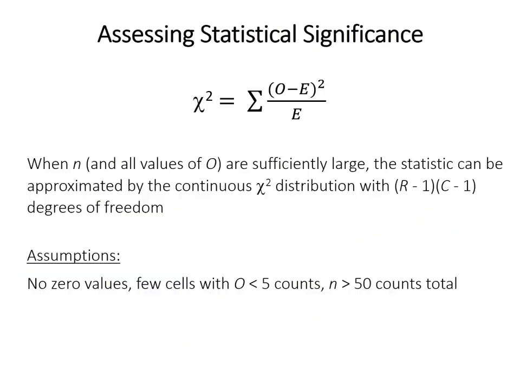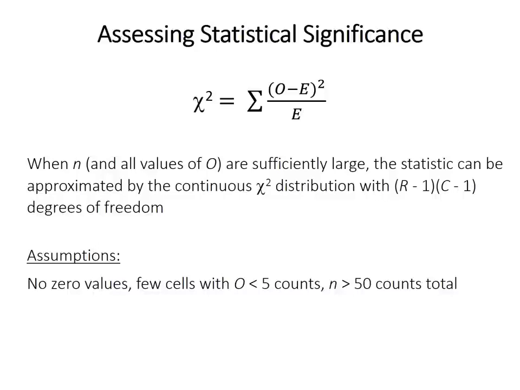But we want to know whether that chi-squared value is statistically significant or not. So when the overall number is large, so that's n, and when all observed counts O are also sufficiently big, the test statistic can be approximated by the continuous chi-squared distribution. Right, so we have discrete data, but the chi-squared distribution is a continuous distribution, so it's an approximation here. The degrees of freedom for that distribution are the number of rows minus 1 multiplied by the number of columns minus 1, R minus 1 times C minus 1.